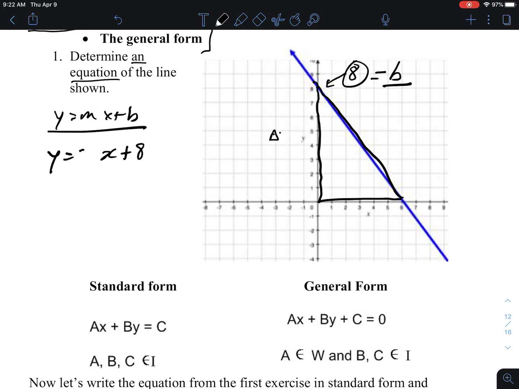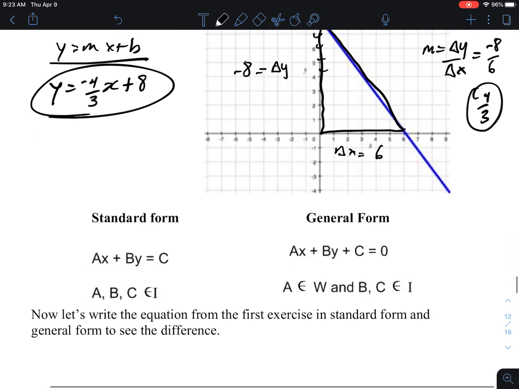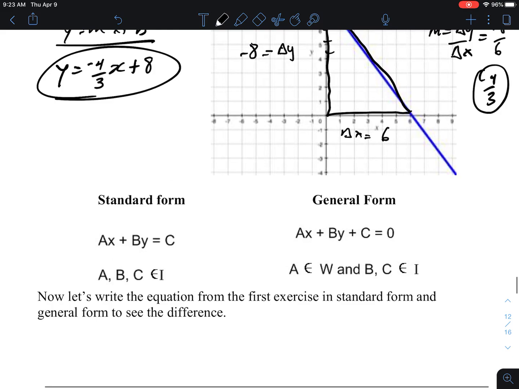And so if I draw in my triangle to find the slope, the change in y is negative 8. I went down 8 units. And the change in x is 6. So slope is change in y over change in x, which is negative 8 over 6, which I can reduce to negative 4 over 3. So let's just pop that in over here. And there's my equation.